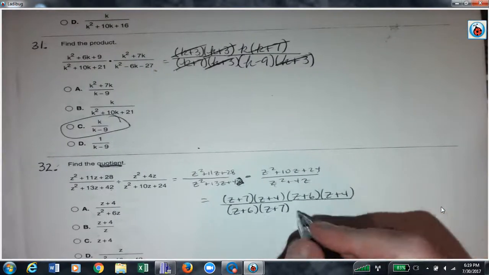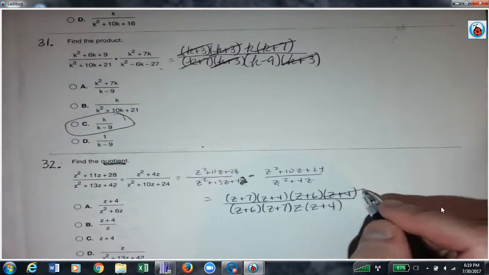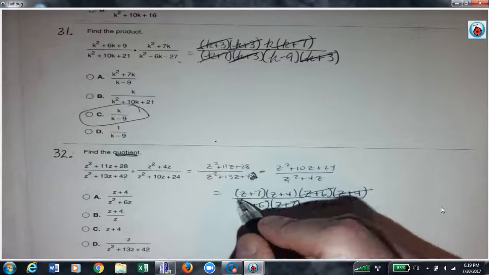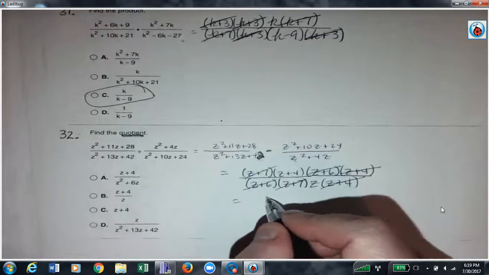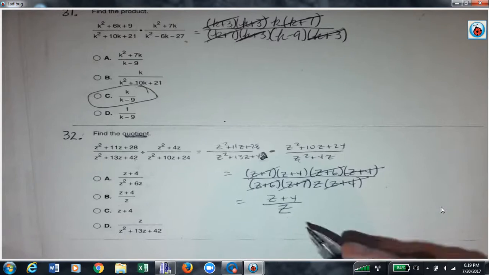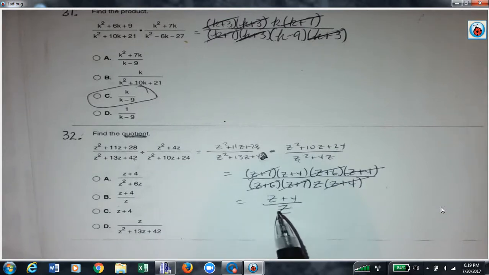And these have a z in common, so I'm going to factor it out. So those cancel. I have a z plus 6 canceling, and the z plus 7's cancel, and I'm left with z plus 4 all over z. I cannot cancel the z's because it's z plus 4. If it was z times 4, I could, but we cannot cancel the z's here.